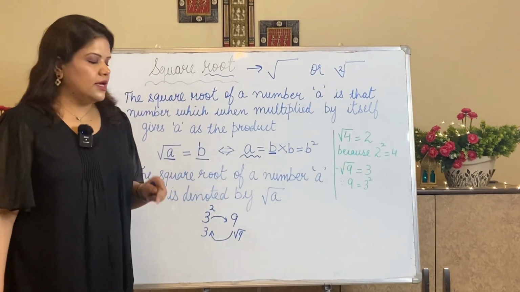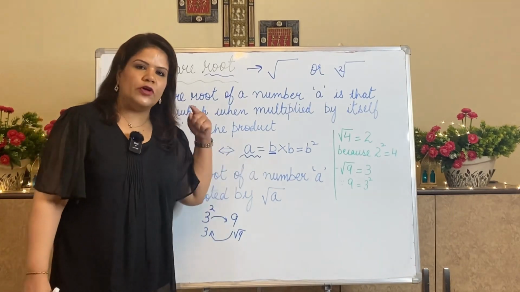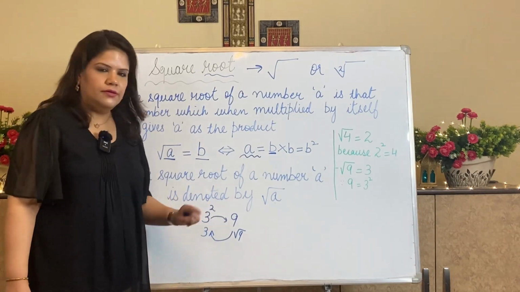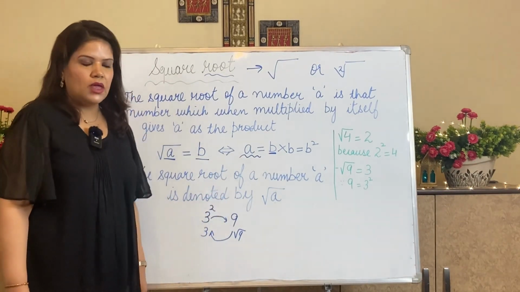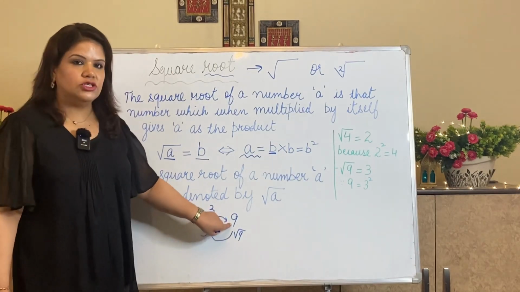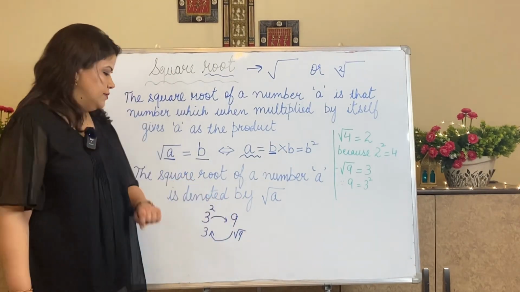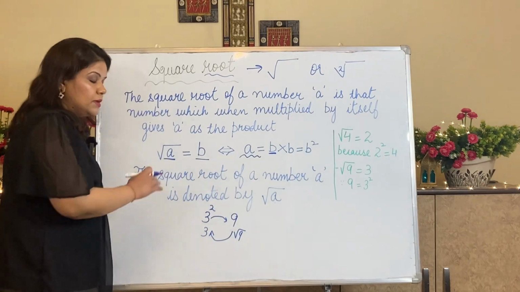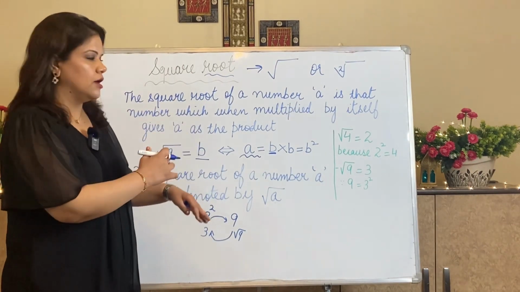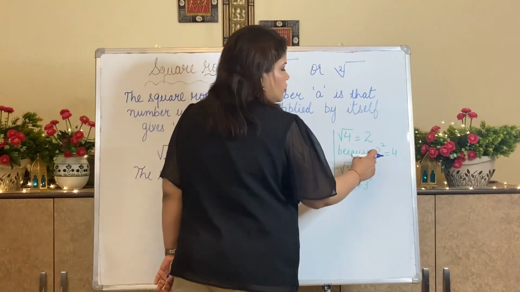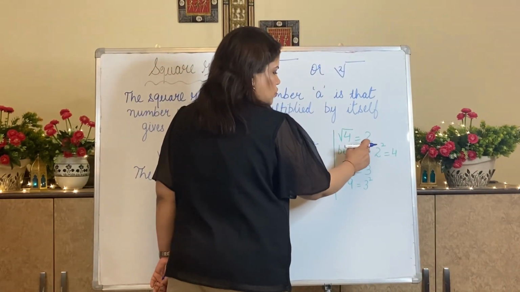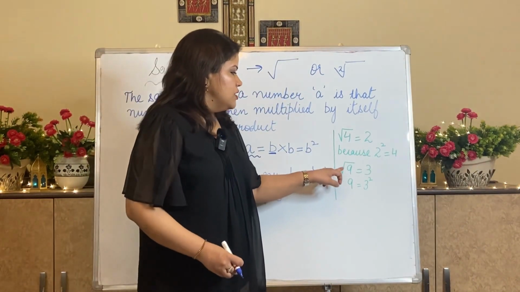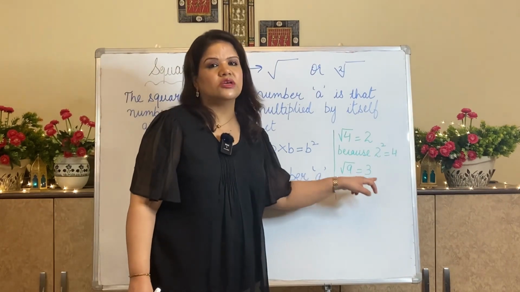Now the third thing is it is opposite of perfect square. Now how? 3 square is equal to 9. It is a perfect square. Now if I need to find what is the root of 9, how will I find? Root of 9 will be 3. That means it is opposite of perfect square. Like we have root 4 is equal to 2 because 2 square is equal to 4. Under root 9 is equal to 3 because 9 is equal to 3 square.